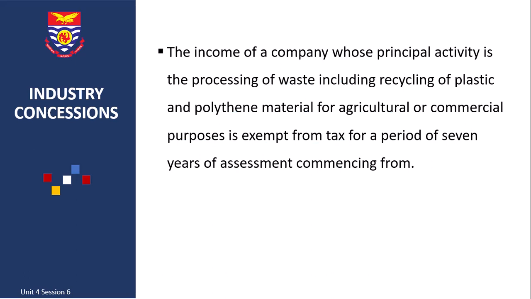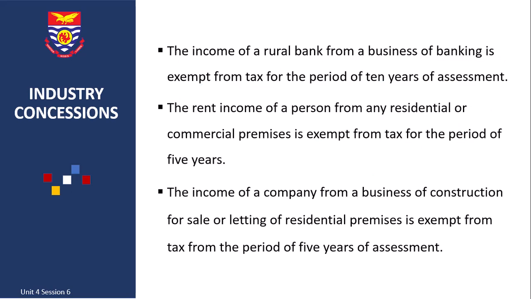The income of a company whose principal activity is the processing of waste, including recycling of plastic and polythene material from agricultural or commercial purposes, is exempt from tax for a period of 7 years of assessment, commencing from when it started operation. The income of a rural bank from a business of banking is exempt from tax for a period of 10 years of assessment.